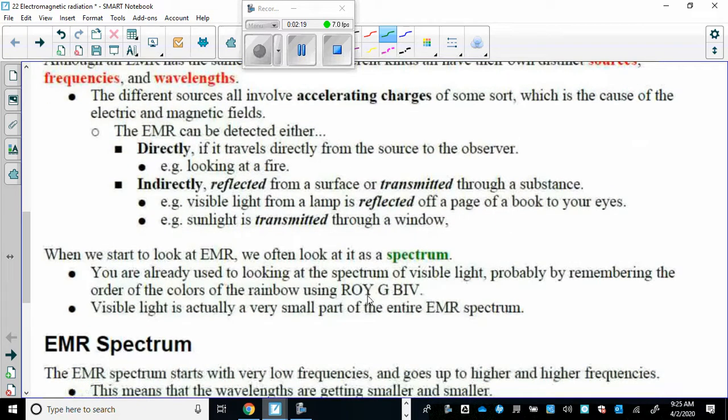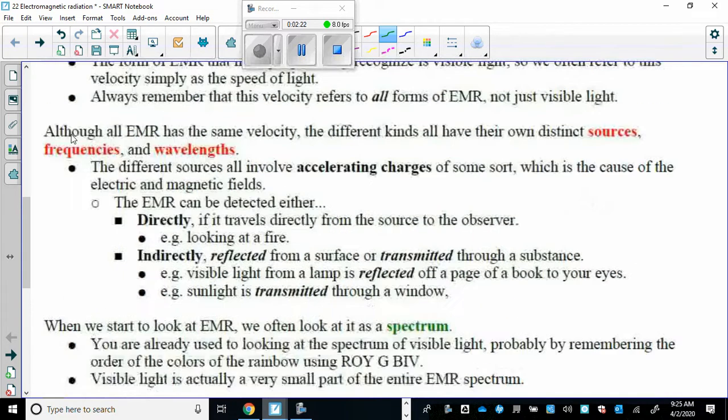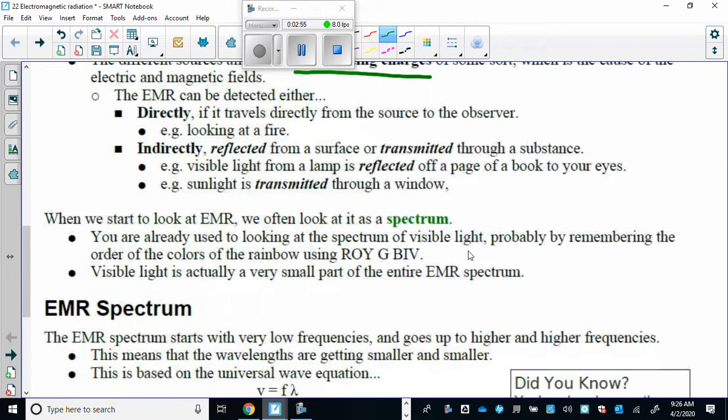Okay, this is an important part right here, though. Although electromagnetic radiation has the same velocity, they come from different sources. They have different frequencies and different wavelengths, but the different sources all involve very important accelerating charges. So you have a charged particle, it's accelerating, it's going to give off some form of electromagnetic radiation, depending on the frequency or the wavelength of that charge. EMR can be detected directly or indirectly. Again, you can read all this.